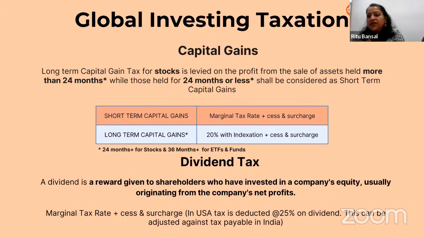Now let's assume you're in a 30% tax bracket. There's a 25% tax which has been deducted. So in India, at the time of filing your taxes, you pay only the taxes on the extra 5%, not the full 30%. What if you're in a lower tax bracket? Then there's no refund which comes, but you don't have to pay anything extra.